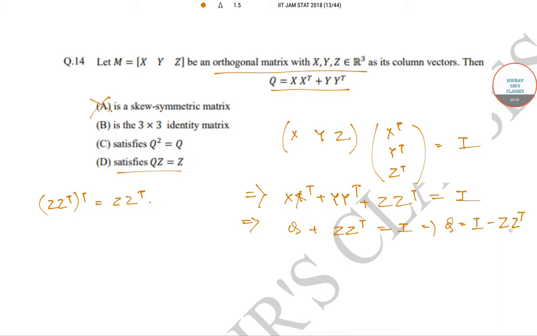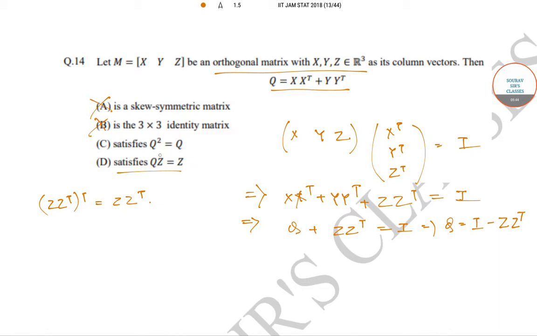We can see that z z transpose can definitely be not 0 if z is a non-zero column vector, and so the 3 cross 3 identity matrix option is also wrong.